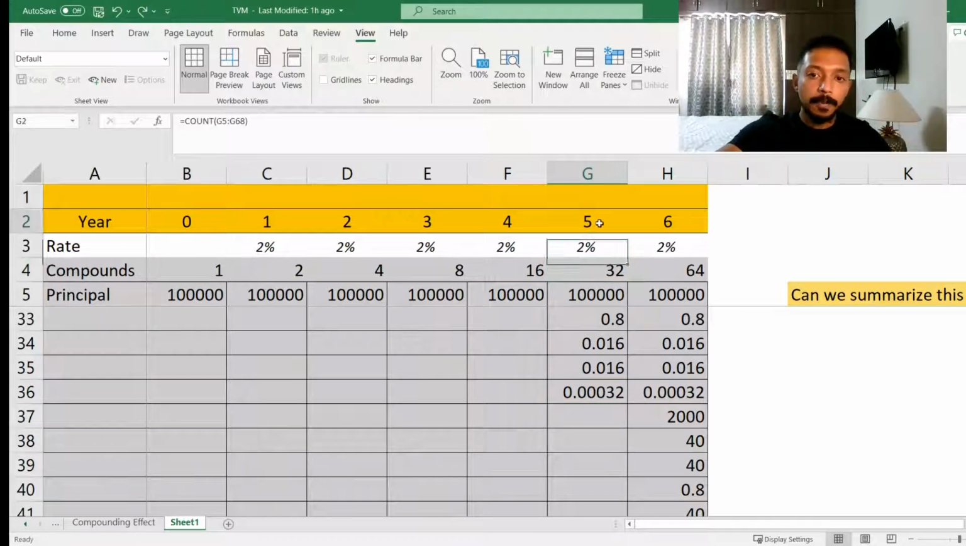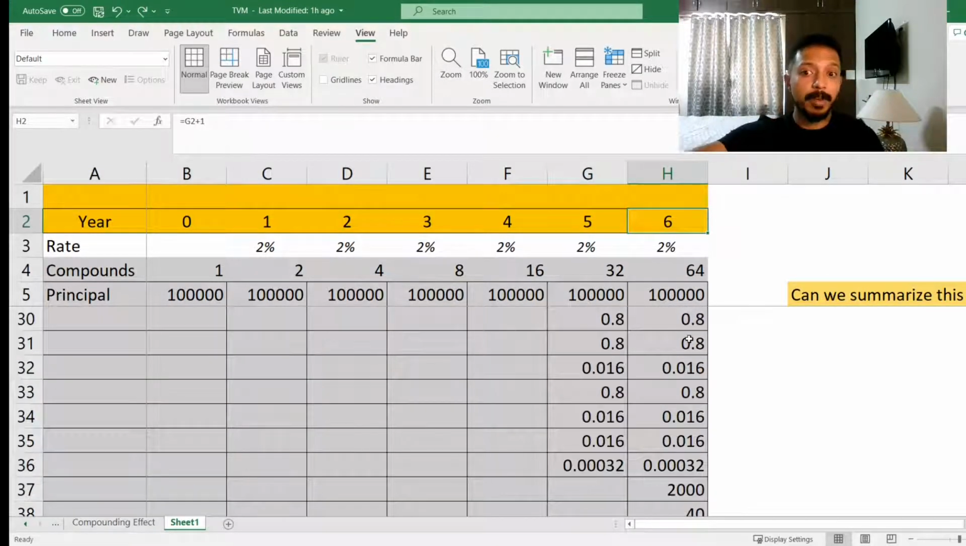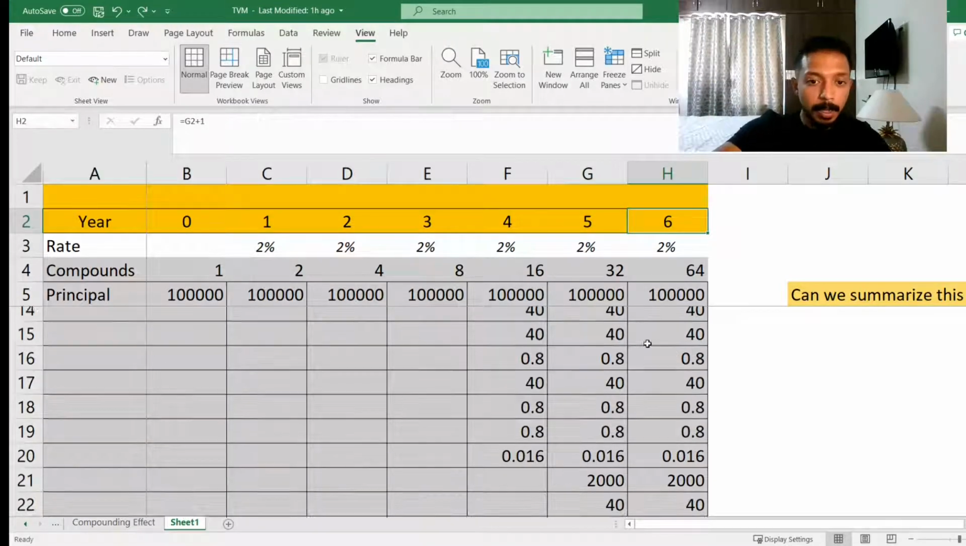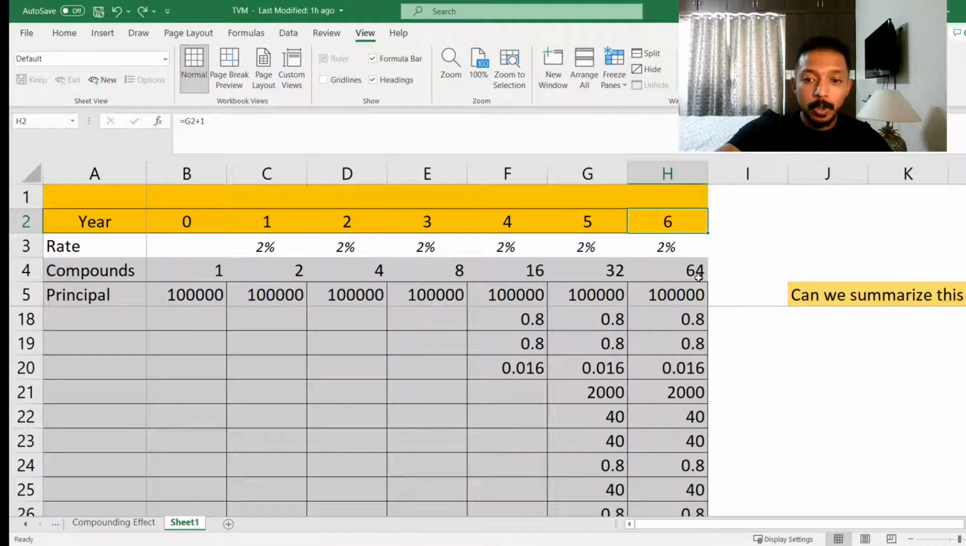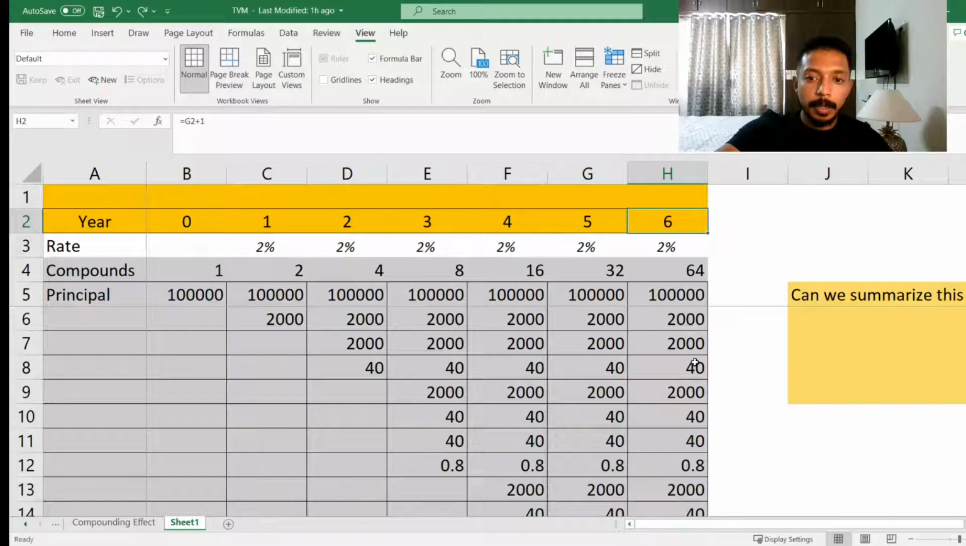So between the fifth and the sixth year, you see the effect of money is about 64 times, including the principal. If you remove the principal, then obviously it will be 63. So that is the power of compounding. Interest on interest, this is what the concept of compounding is.